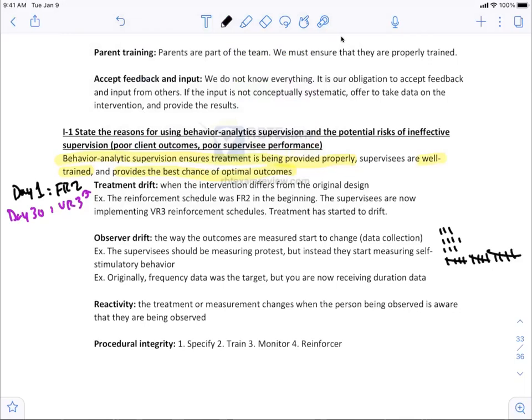Reactivity. Treatment or measurement changes when the person being observed is aware they're being observed. This can go for the client, the RBT, parent, even us. Everybody typically reacts differently when they're being watched. So we have to think about reactivity. And then procedural integrity. Specify what we want, train on it, monitor, reinforce proper behavior. Supervision should be done with behavior analytic terms in mind, meaning you provide reinforcement, you put things in extinction, you determine functions. Poor supervision leads to poor outcomes and poor performance.